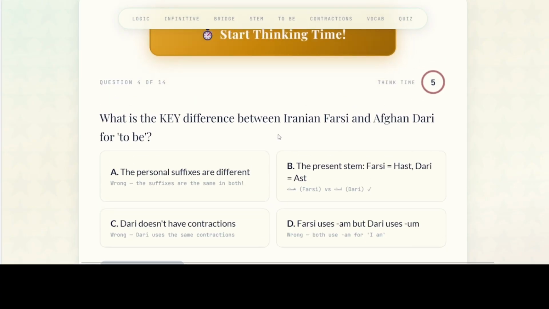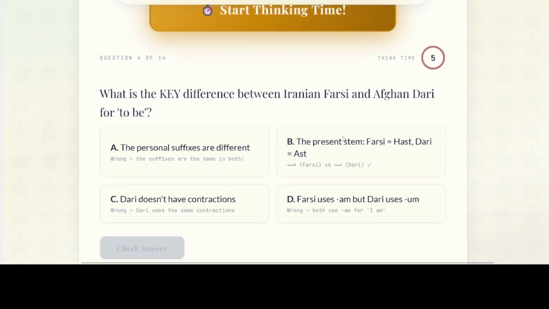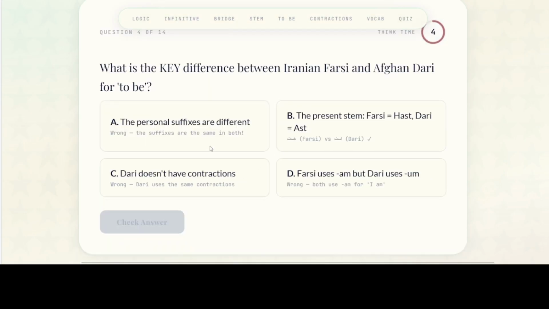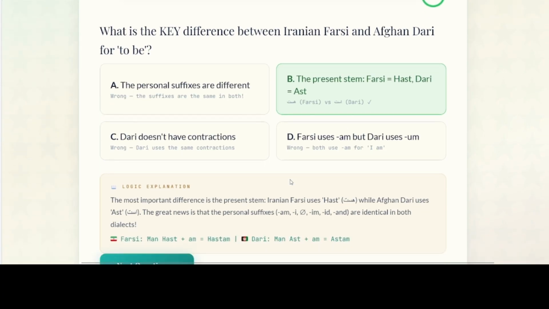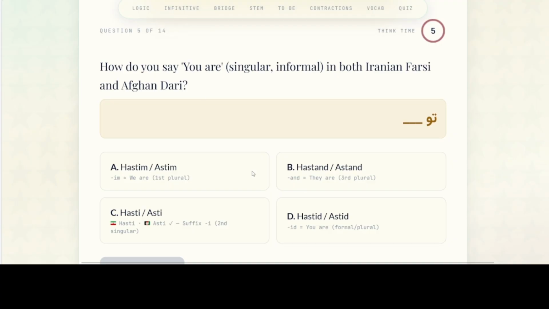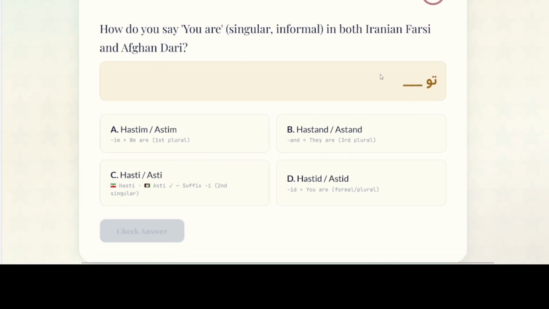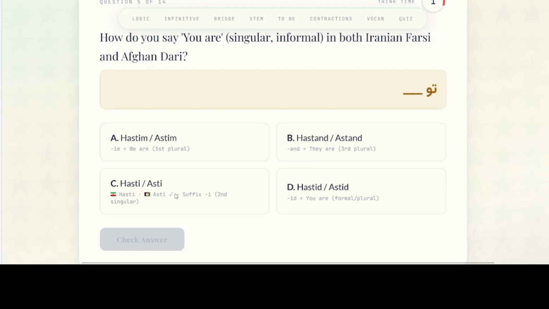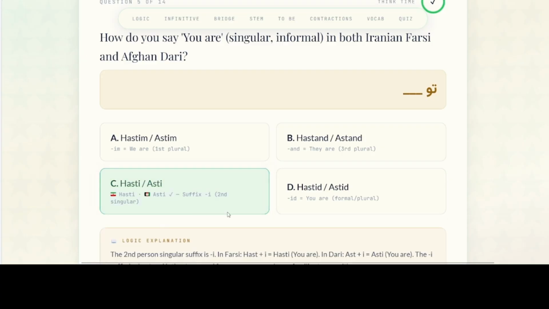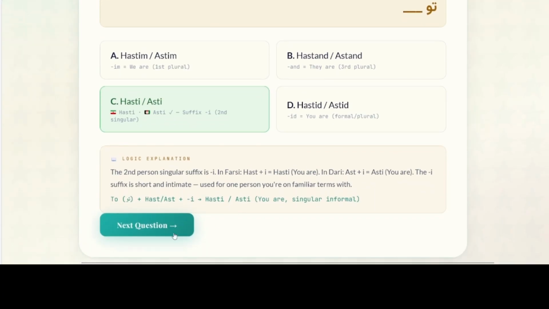What is the key difference between Iranian Farsi and Afghan Dari for the to-be verb? This one is also very clear, and also here you can see the glue. Hast and ast, yeah, only the h sound at the beginning is the difference. How do you say you are in both Iranian Farsi and Afghan Dari? A second ago I told you what the suffix is for you singular. So it's e: to hasti or to asti. Next question.